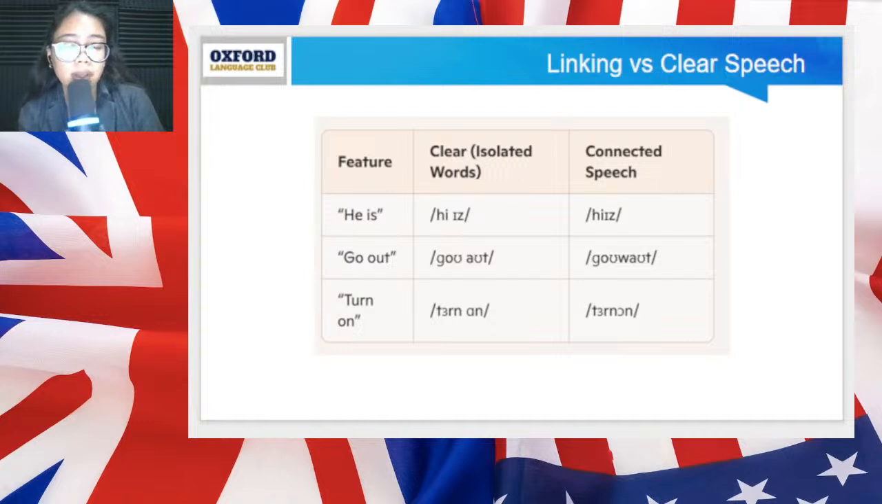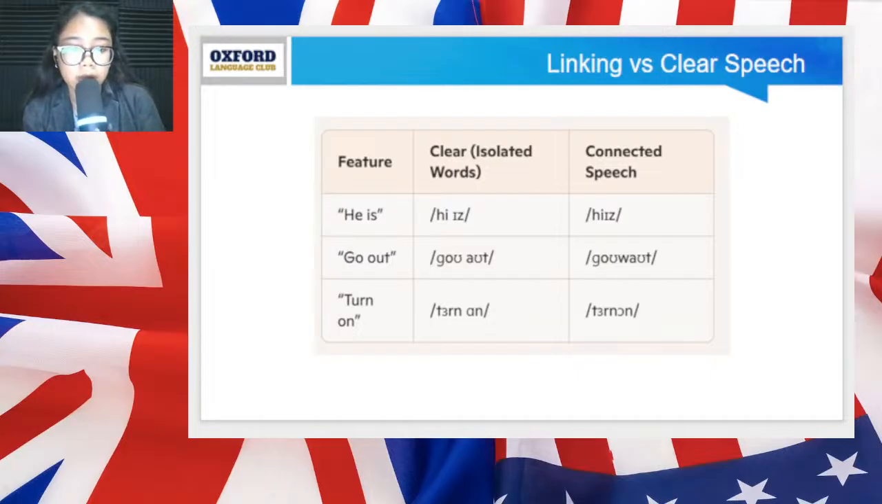Okay? Now, this comparison is incredibly important because it highlights the difference between simply pronouncing words correctly one by one and pronouncing them naturally as part of a sentence. Okay? Let's break down each example in this table, paying close attention to the clear, isolated words column versus the connected speech column. First, we have the phrase "he is". Now, if you say these two words very clearly and separately, as shown in the clear isolated words column, you would pronounce them something like "he is". You distinctly hear the H sound from "he" and the "is" from "is". There is a clear separation.